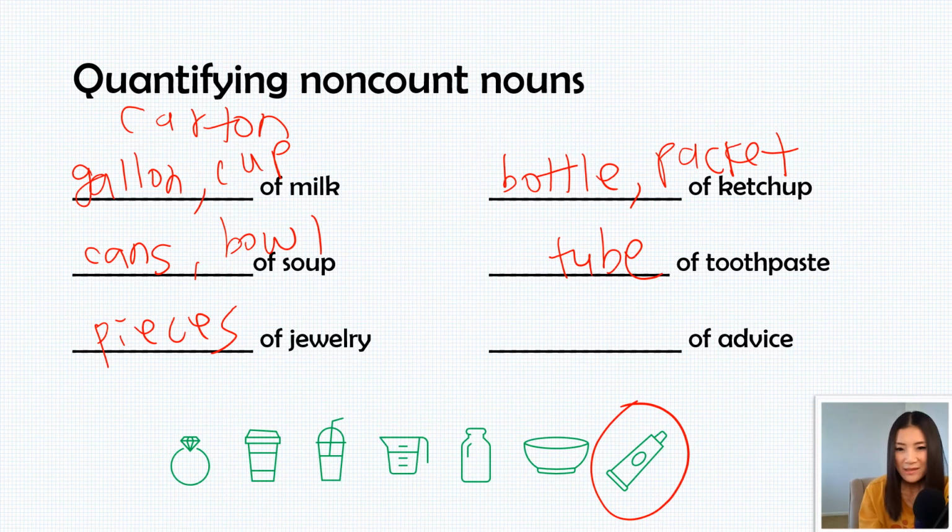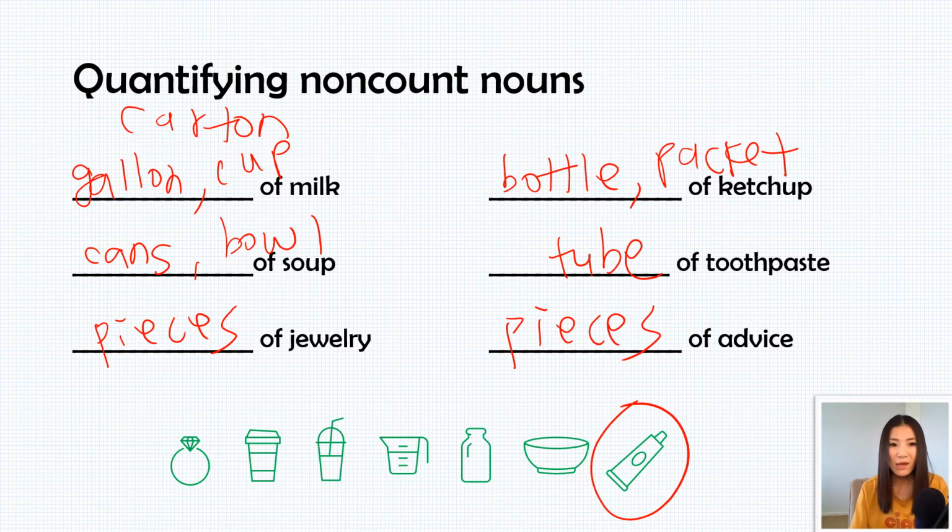And for advice, I wonder what you guys put for advice. If your friend gave you 2 advices, we're not allowed to say that. So I would say, she gave me 2 pieces of really good advice. So you would just find other count nouns that are quantifiers to count your non-count nouns.